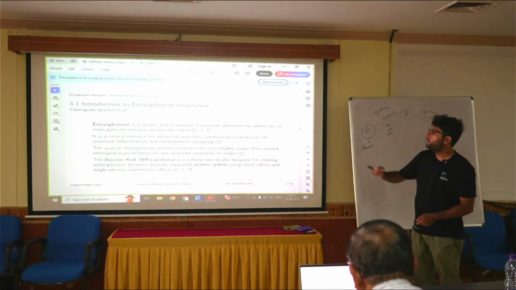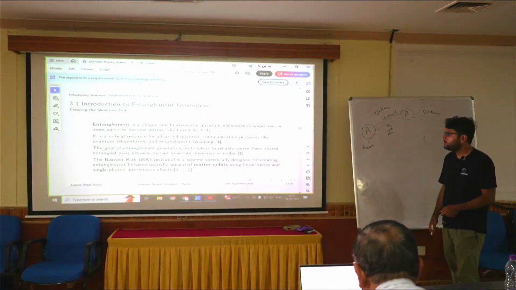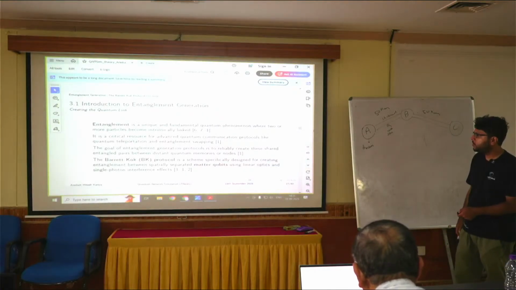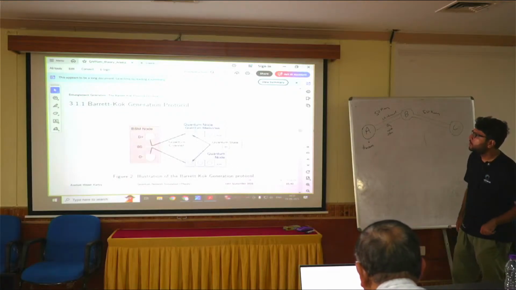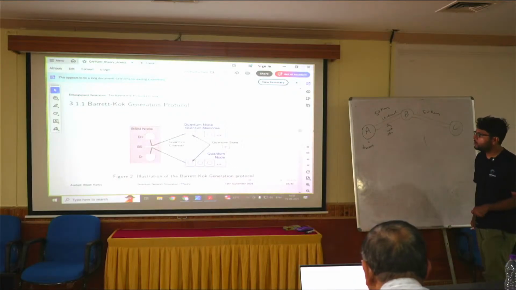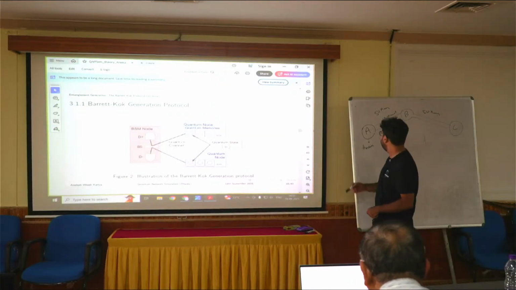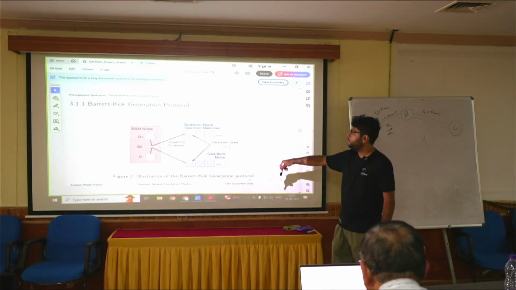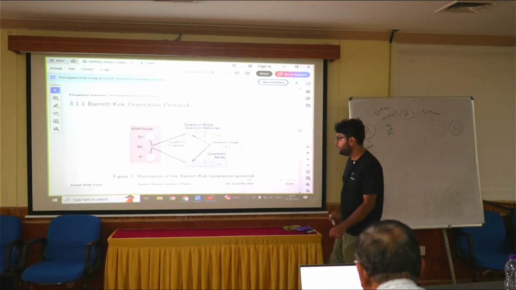We use the Barrett-Kok protocol here specifically for our entanglement generation. It is a matter qubit based protocol. So this is how it works. I was showing these are all quantum nodes. Quantum nodes will have your quantum memories, and there is the BSM node.